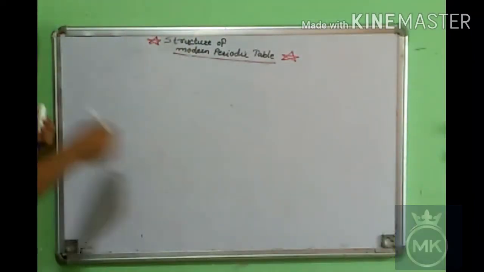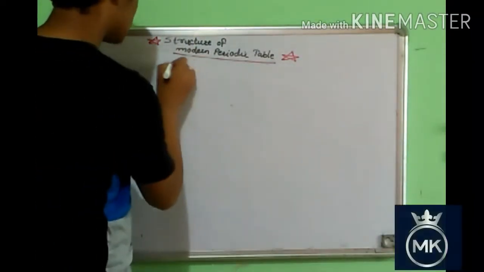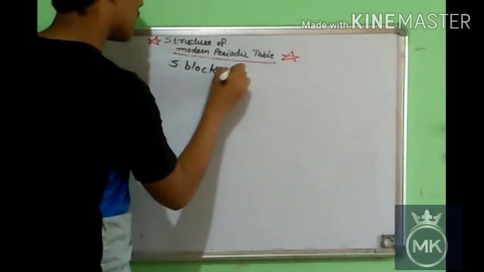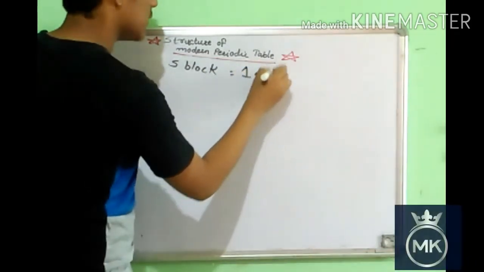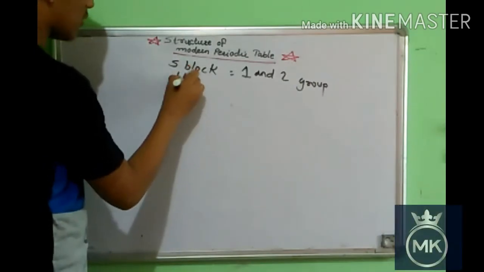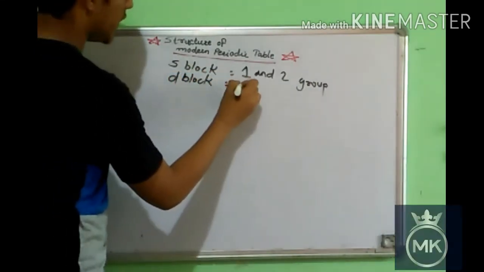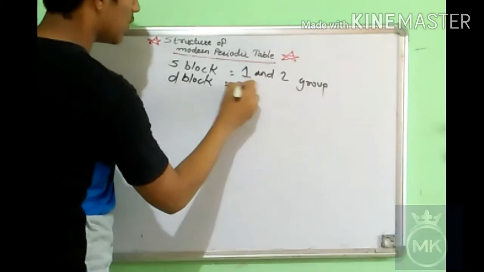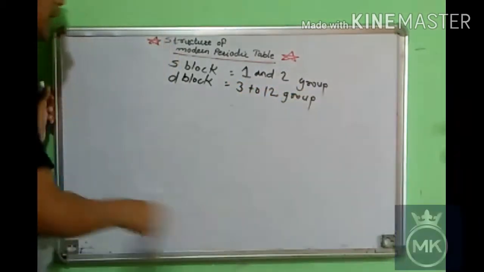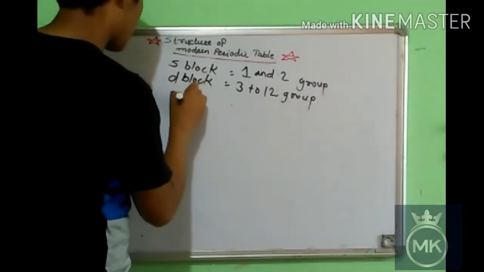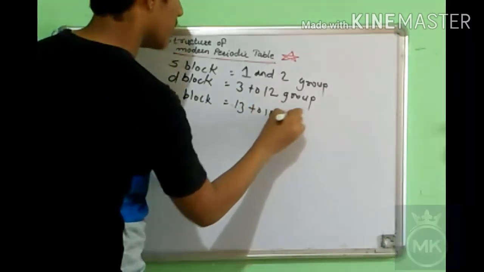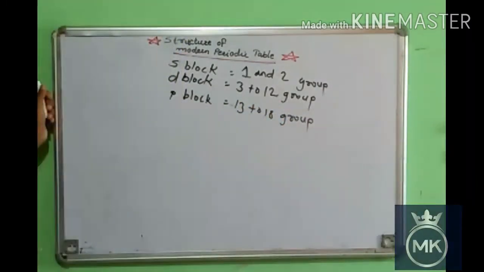So friends, I repeat these blocks and their groups. S block contains the first and second group. D block contains groups 3 to 12: 3, 4, 5, 6, 7, 8, 9, 10, 11, 12. Then P block contains groups 13 to 18: 13, 14, 15, 16, 17 and 18.